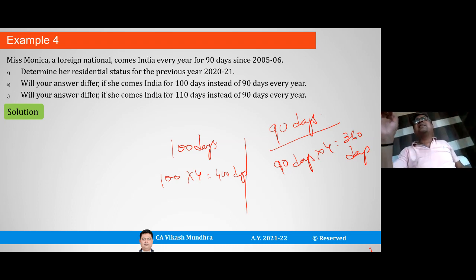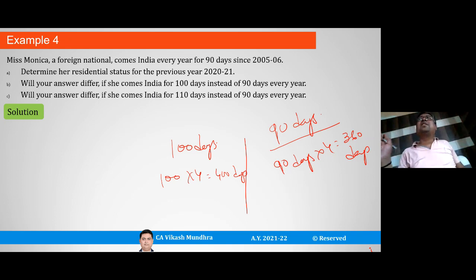Once you say that she is a resident, you need to determine whether she is an ordinary resident or not an ordinary resident. Now, for ordinary resident, she needs to satisfy the dual condition given under section 6(6).